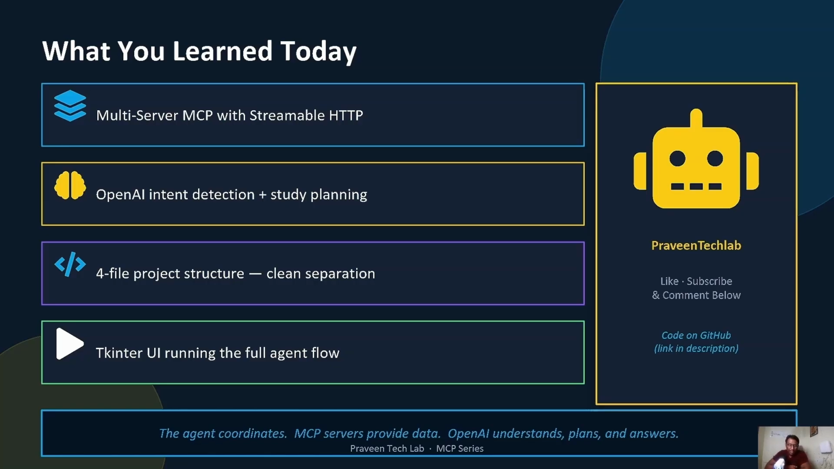Today we built a multi-server AI agent using MCP with Streamable HTTP, where multiple backend services work together. We used OpenAI for intent detection and study planning, so the agent can understand user queries and respond intelligently. The project follows a clean 4-file structure, making the code easy to manage and scale. Finally, we created a Tkinter UI, which runs the complete agent flow end to end.